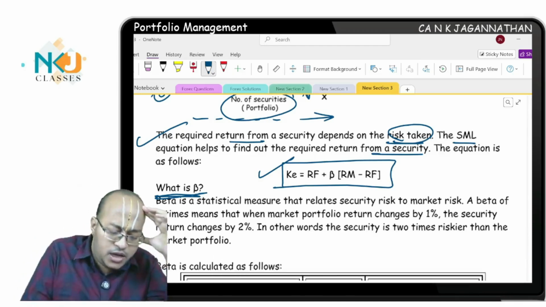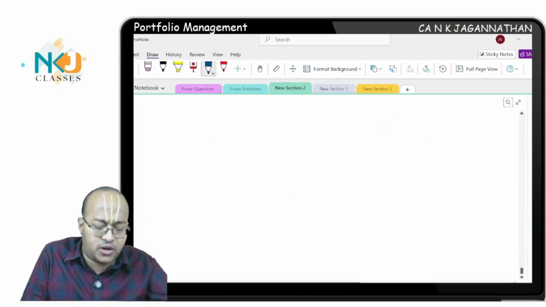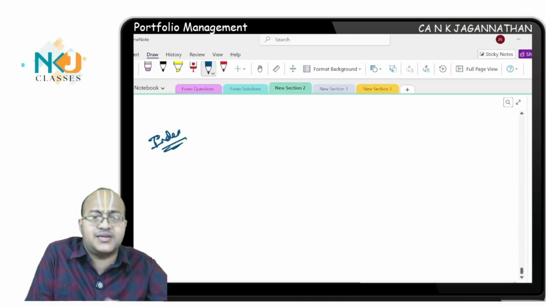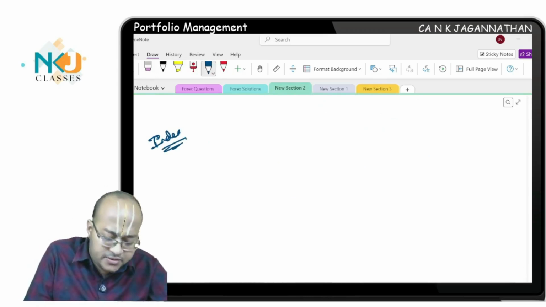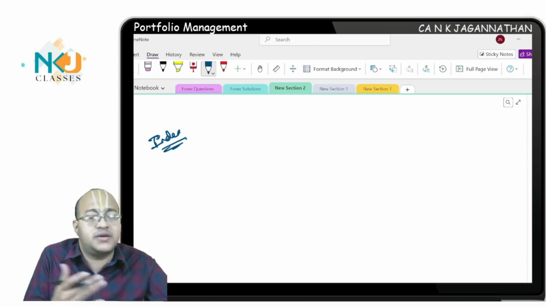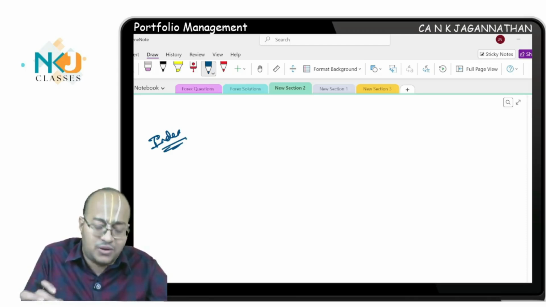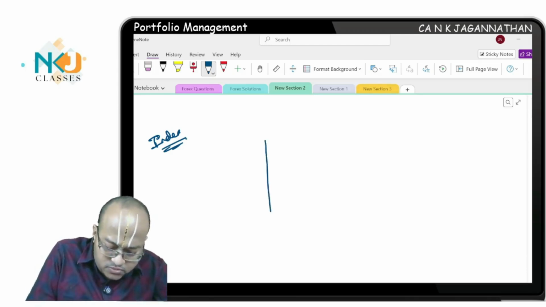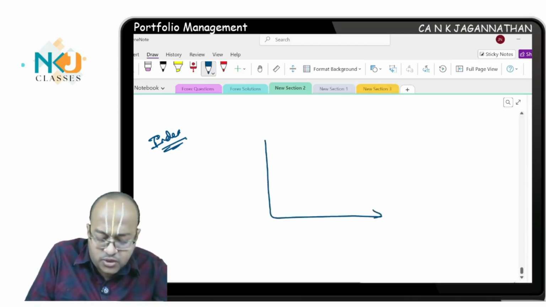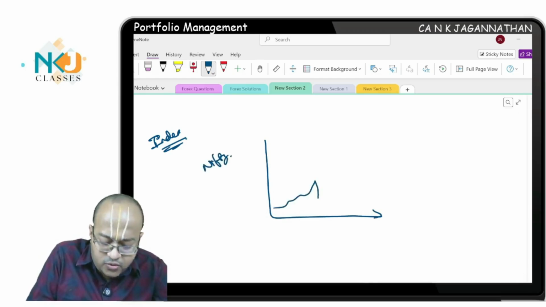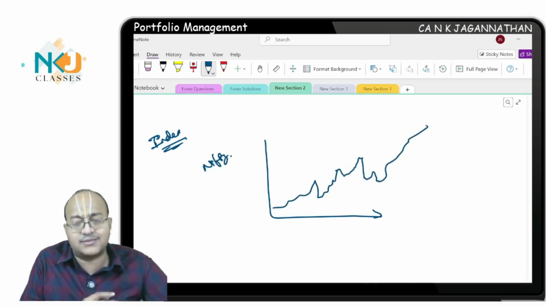For example, wherever I say index, what do I mean by index? Simply Nifty, Sensex. I already explained. So Nifty, market, Sensex, index, everything I may use interchangeably. Same thing. Now see what happens. Suppose this is the market price, this is the Nifty graph. Have you all seen the stock prices? It will look like this, around, correct?